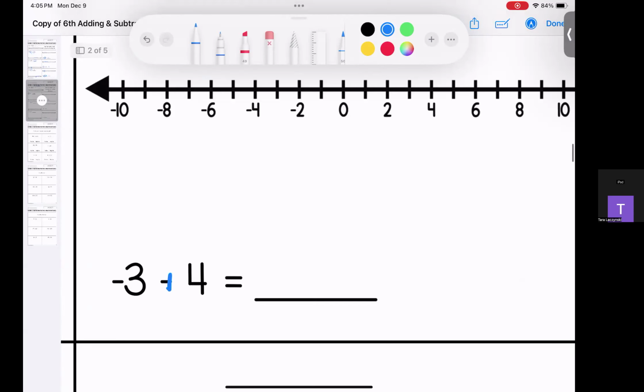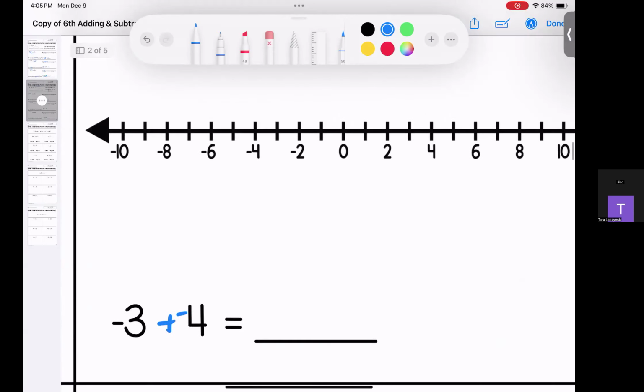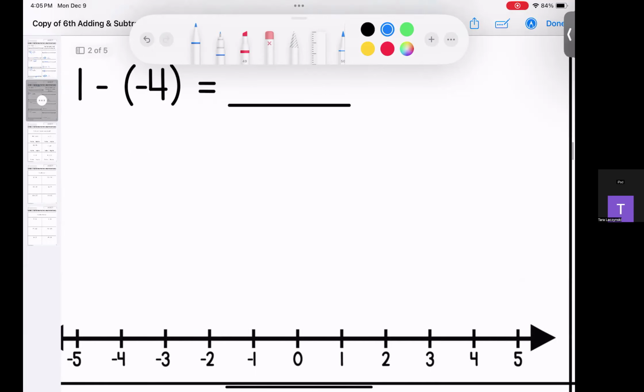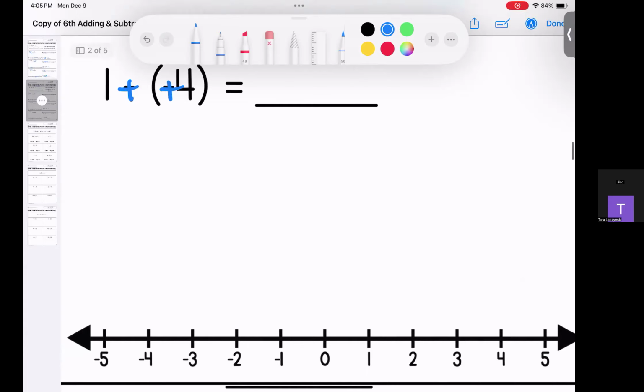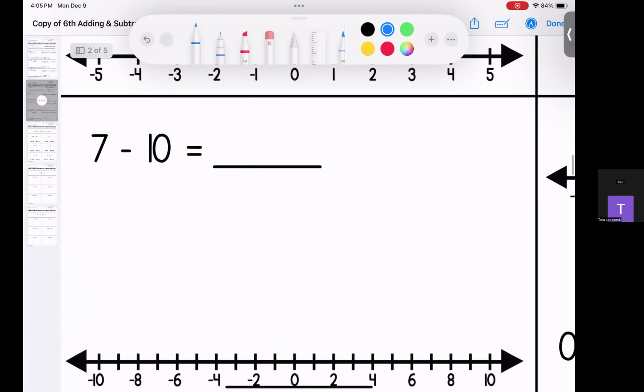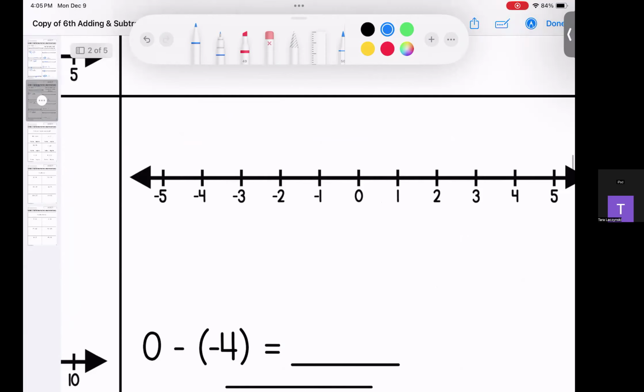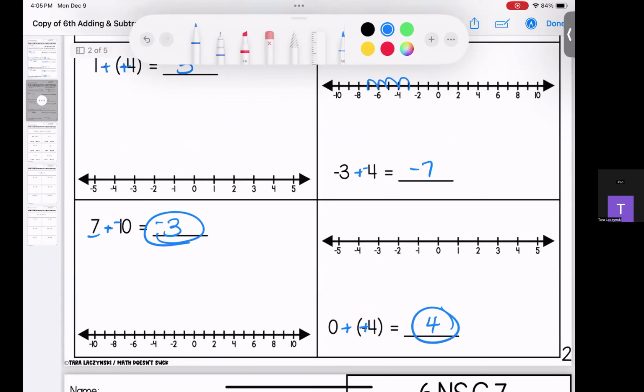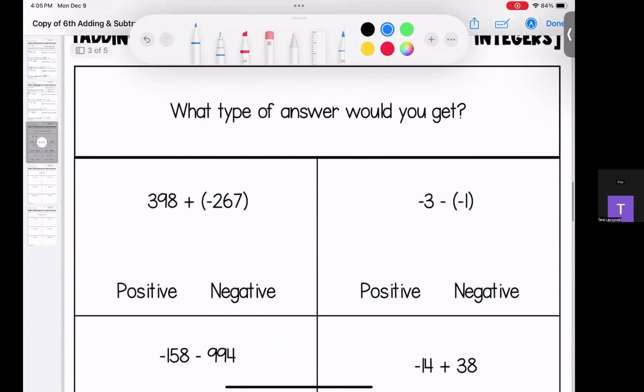Over here, keep, change, change. I'm at -3. I'm getting more negative. 1, 2, 3, 4. I'm at -7. Keep, change, change. 1 plus 4 is 5. Same sign sum. Over here, keep, change, change. Different sign difference. 10 minus 7 is 3. 3 is negative. And then keep, change, change. 0 plus 4 is 4. That 4 is positive. Headed on to page 2.